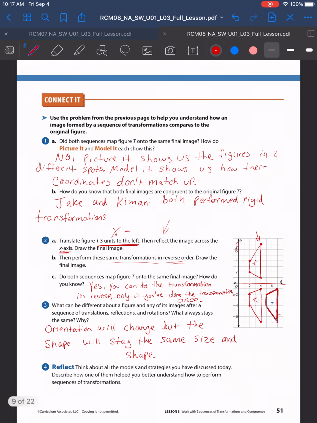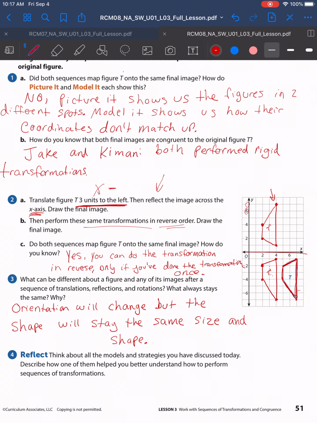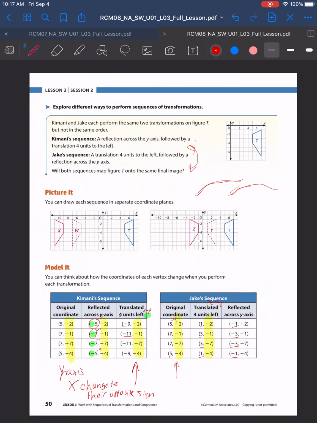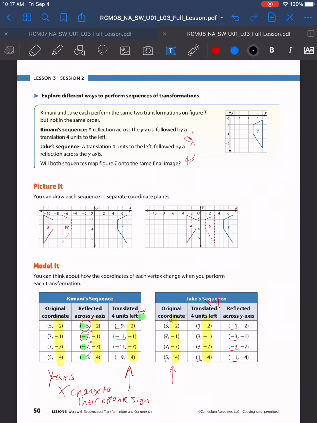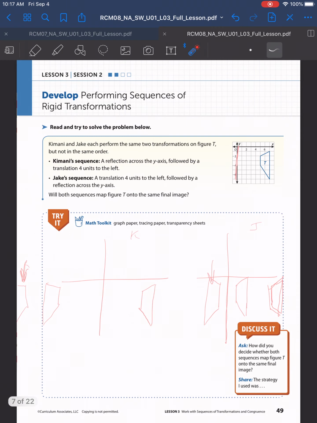Okay, number 4. Think about all the different models and strategies we have discussed today. How was one of them more helpful to you? So what I want you to do is I want you to ask yourself, are you somebody who, on this question, you wanted to do drawings, like me? That's what my first thought was, I'll do drawings.